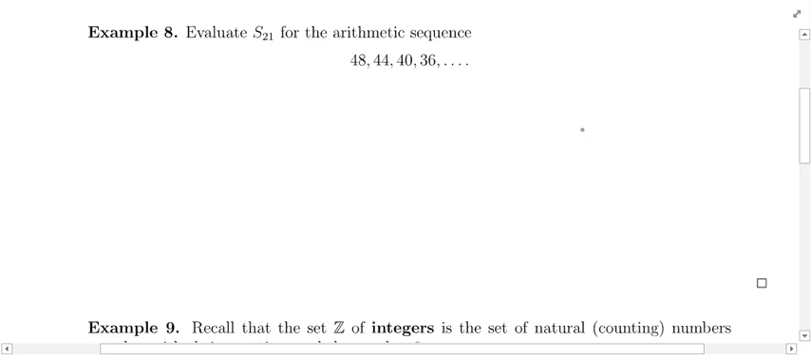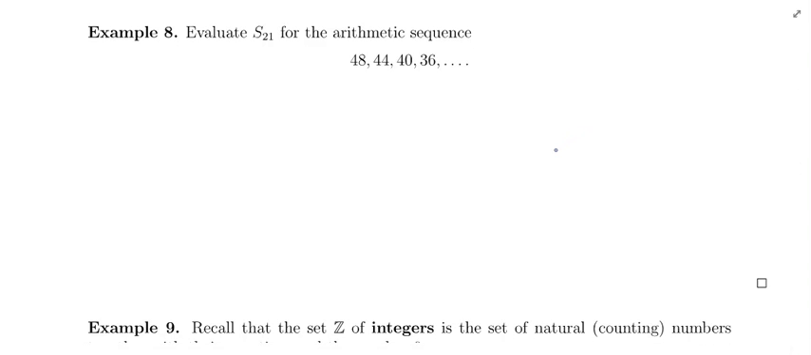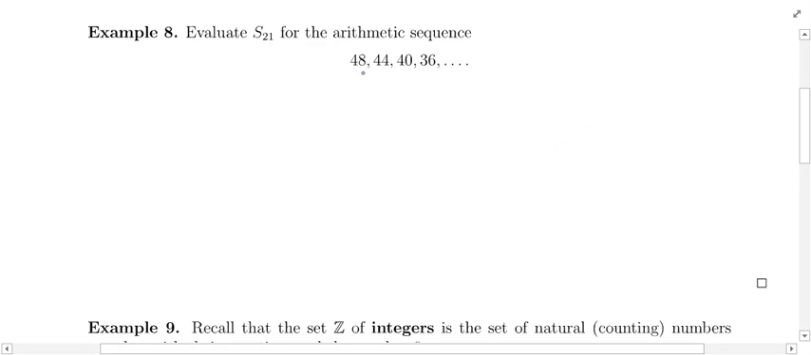In example 8, we are going to evaluate S21 for the arithmetic sequence 48, 44, 40, 36, and so on. As it's given, this is an arithmetic sequence. How do we know that? We're told that, but if you look at these terms, to go from the first term to the second term, you're subtracting 4, we're subtracting 4, we're subtracting 4. So our common difference here is -4.